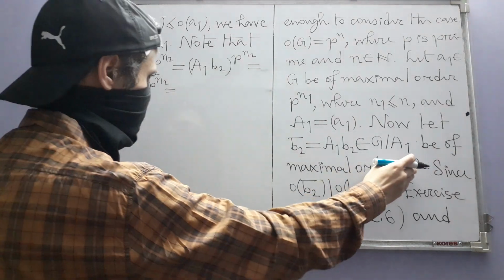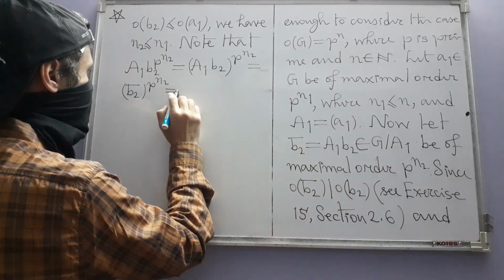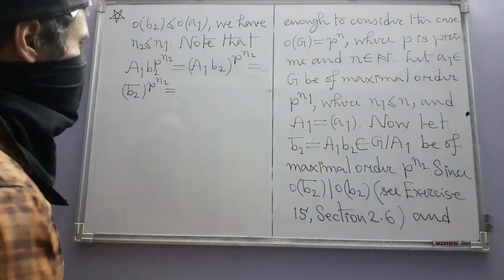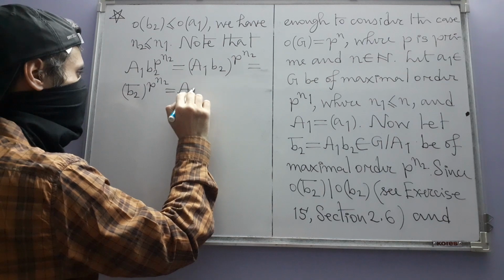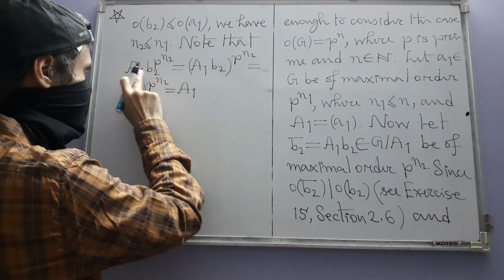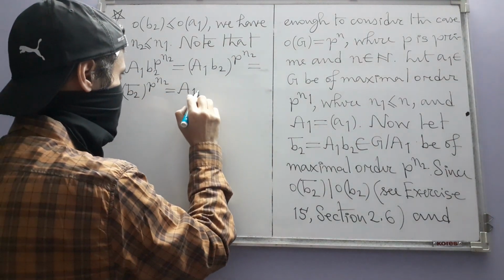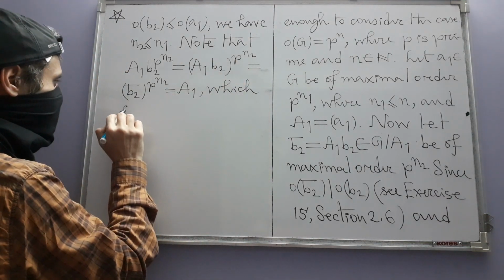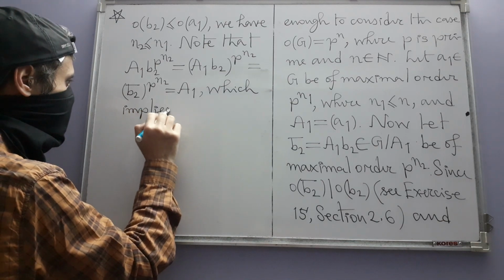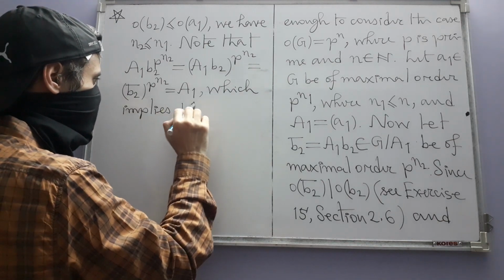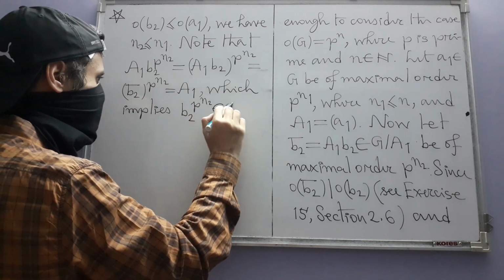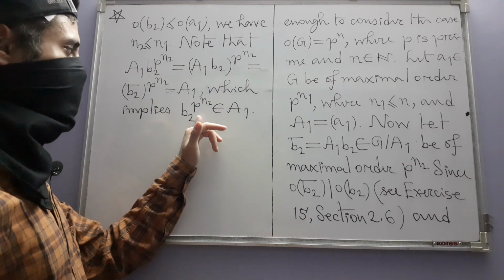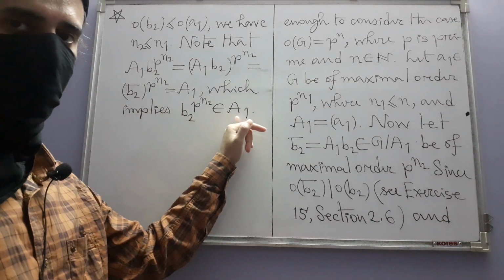P to the power n2 is simply the order of this element. So this will be the identity element, but of which group? Of this group, a1. And from the first and last term of these equations, we get b2 to the power p to the power n2 belongs to a1. Okay, so this particular power of b2 is an element of a1.